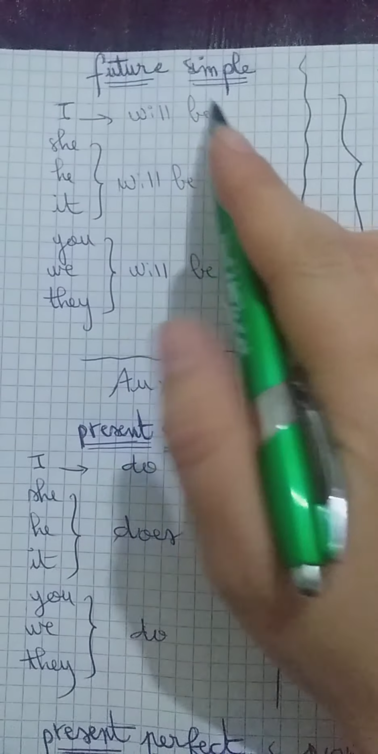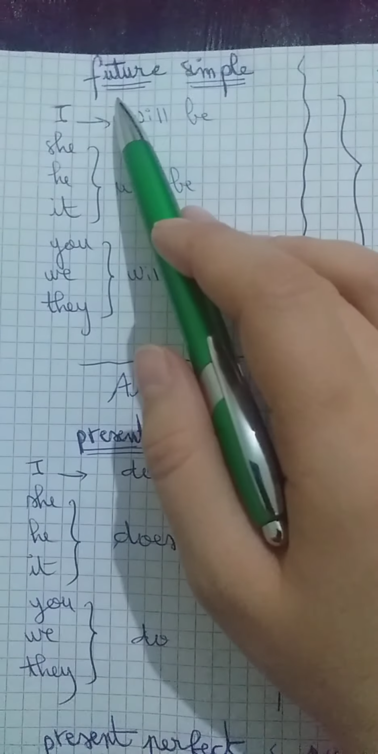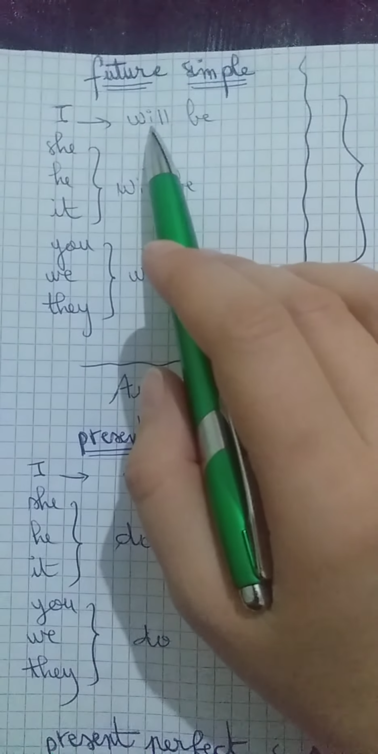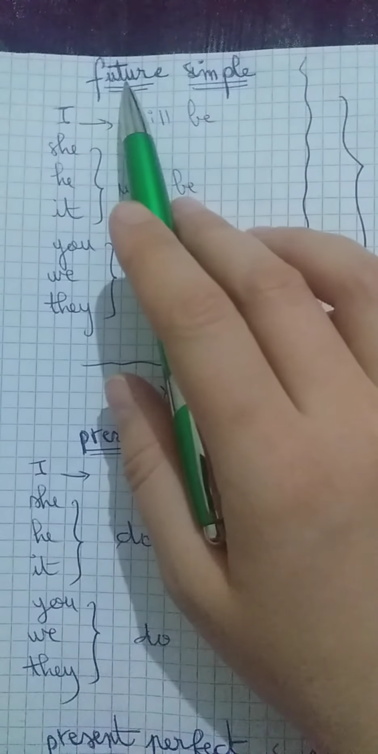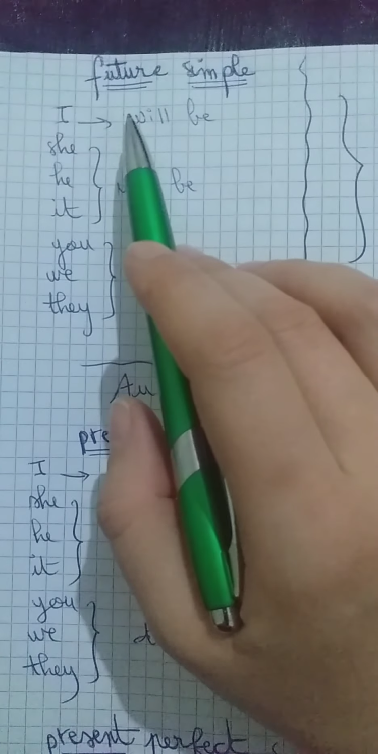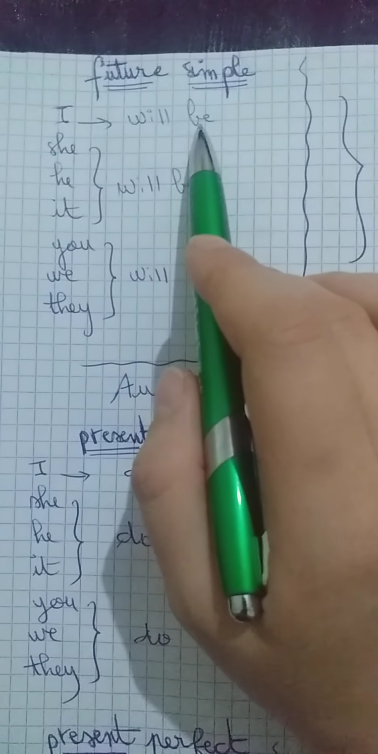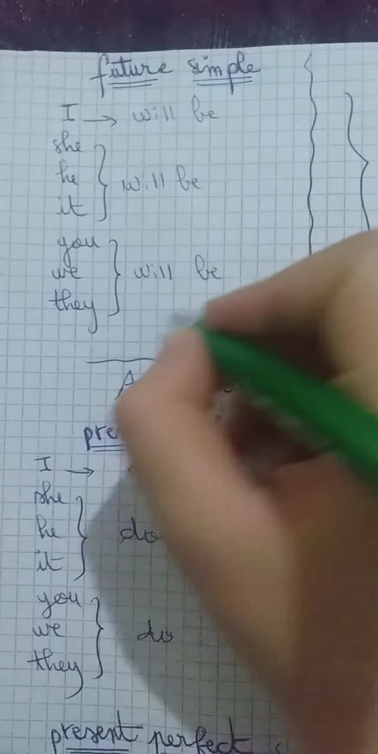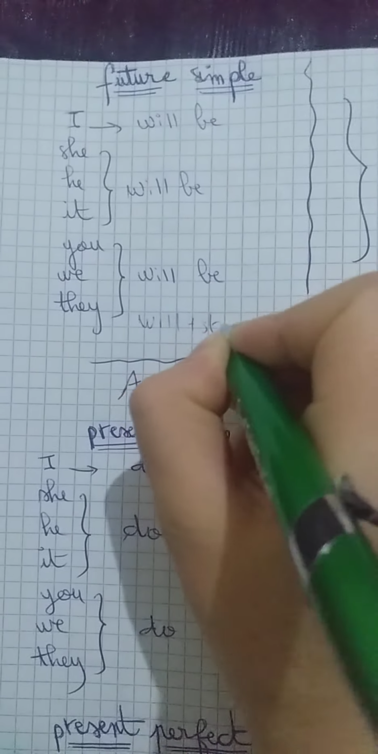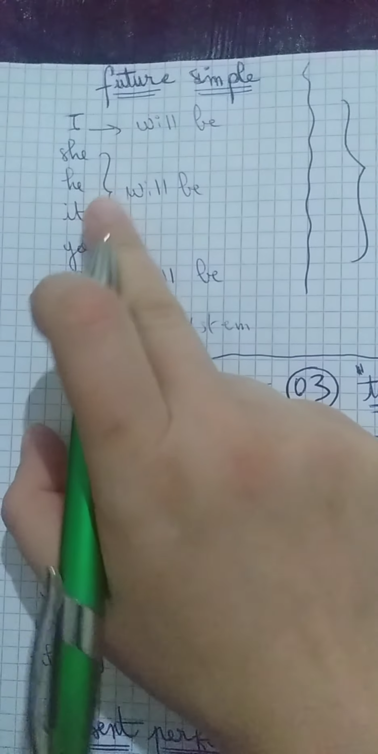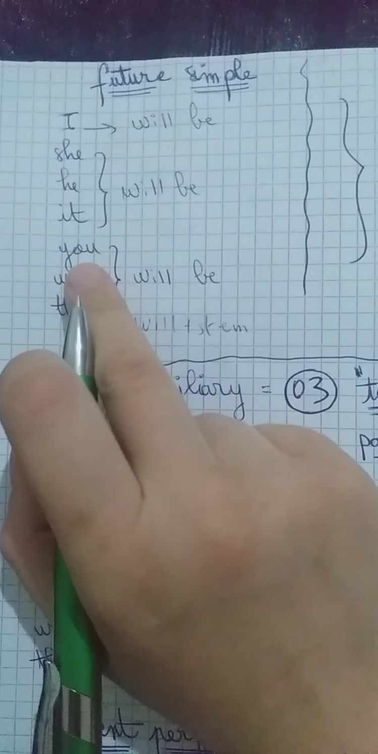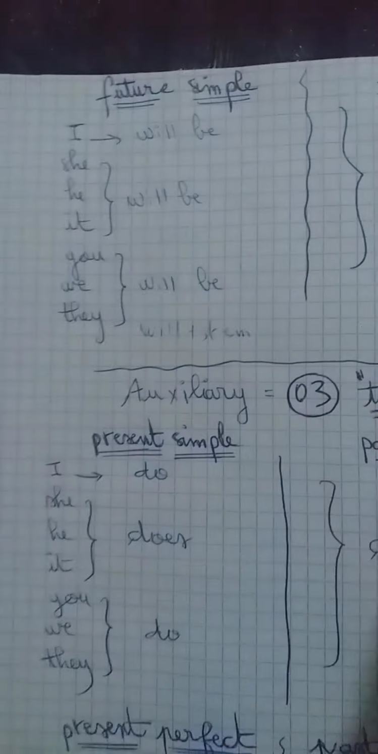Here, future simple, as I said before, we form future by using will. This word will express future, plus stem. We are here speaking about the verb to be, so the stem will be. So will plus stem. So with all personal pronouns we will say will be. I will be, she, he, it will be, you, we, they will be.